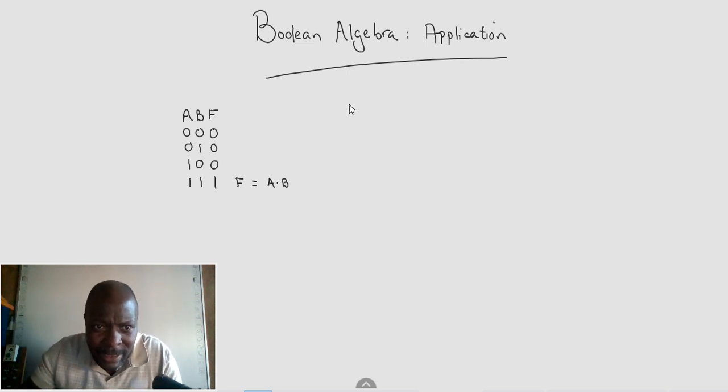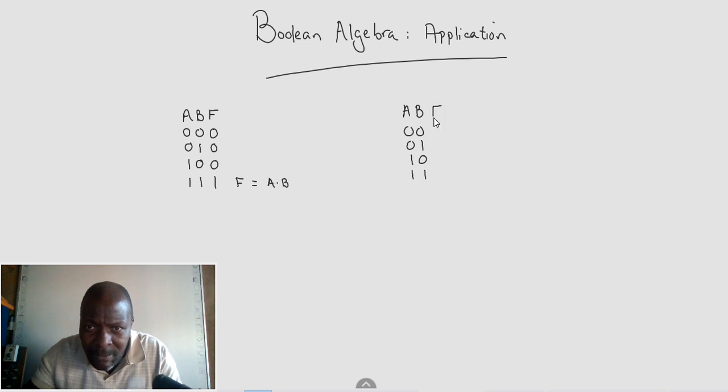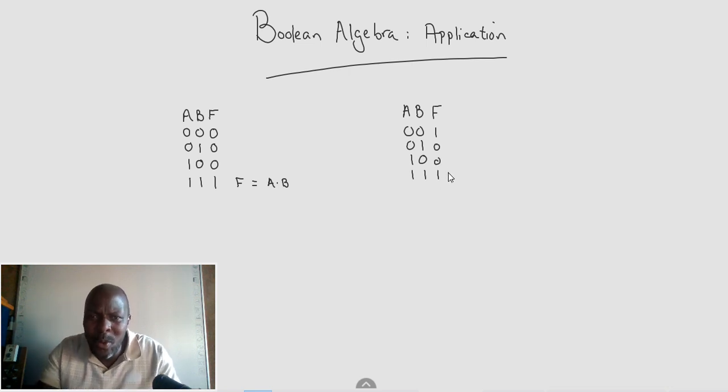Let me quickly look at AB as 0, 0, 0, 1, 1, 0, 1, 1. If I have an F here which is 1, 0, 0, 1, certainly this is our equality comparator. If A is equal to B, then we have an output. That is the equality comparator, otherwise called the exclusive NOR gate.